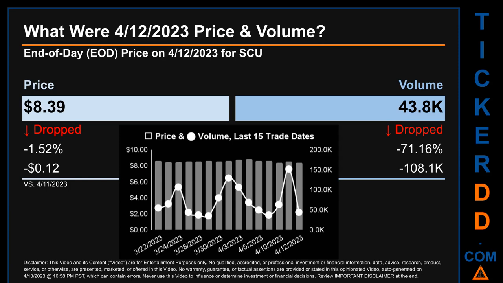Across a range of 48 cents, the max and minimum end of day price were respectively 8.87 and 8.38. Volume saw a range of 116.8 thousand, from a day low of 35,000 to a day high of 151.8 thousand.